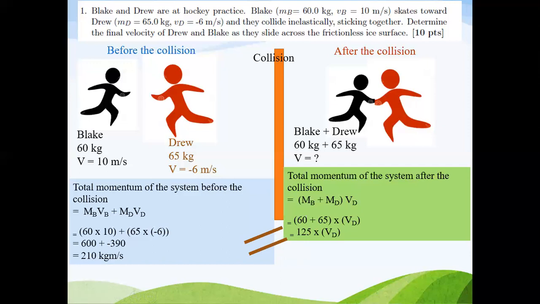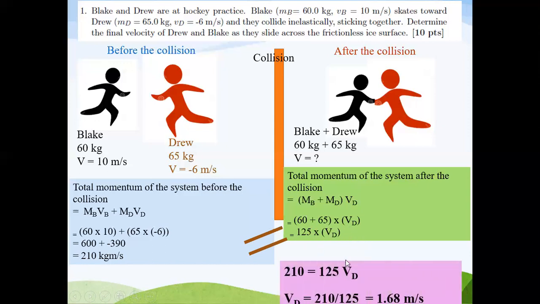the total momentum of the system after the collision, right? So these two numbers, 210 is equal to 125 times the velocity of the system, right? So you may solve for the unknown velocity. So it will be basically 210 divided by 125. So I get 1.68 meters per second, which is a positive number, right? So basically, after they collide, they are moving towards right with 1.68 meters per second speed, right? So the velocity will be positive 1.68 meters per second.